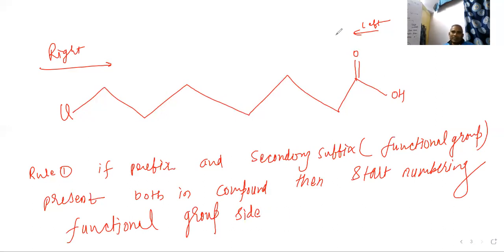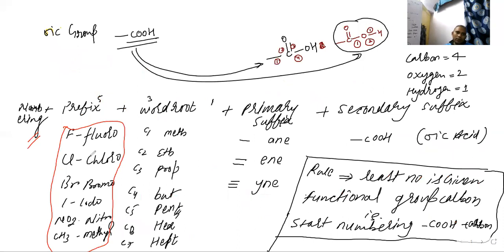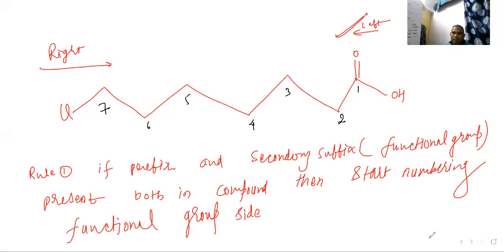So what you said is very much correct. We are numbering this one: this is carbon 1, this is 2, this is 3, this is 4, this is 5, this is 6, and this is 7, right? For the naming order, you know very well that first of all we have to write the prefix, then the word root, then the primary suffix, then the secondary suffix. So kindly tell me the name of this compound.